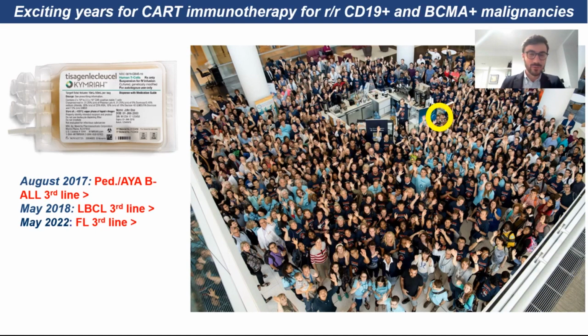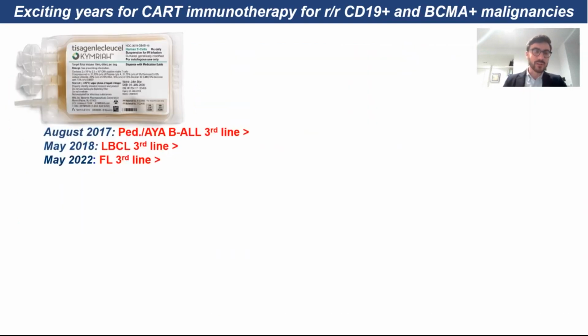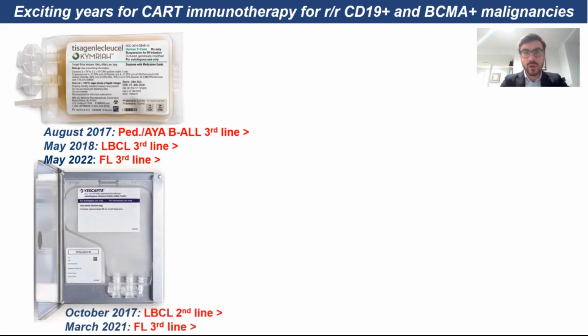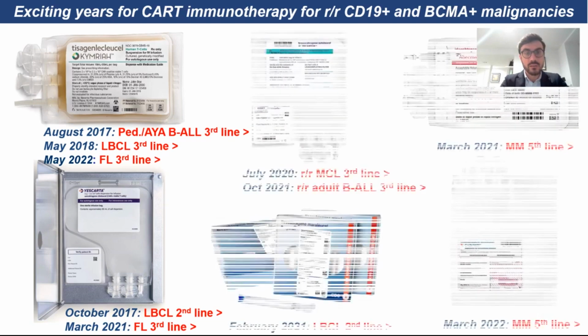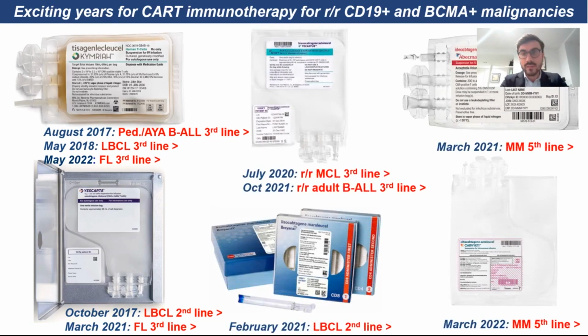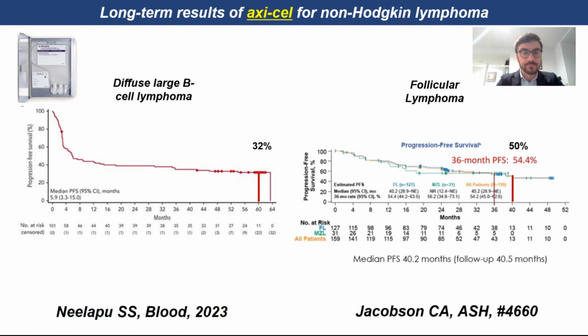Besides jokes, after the initial approval of tisagenlecleucel that you see again here, several other products have been approved for different indications. Yescarta, initially approved a few months after tisagenlecleucel for large B-cell lymphoma, and now we have several other products that target CD19 and BCMA for multiple myeloma. So it's really a very exciting time for CAR T-cell therapy for cancer.